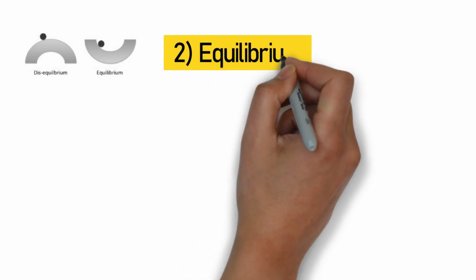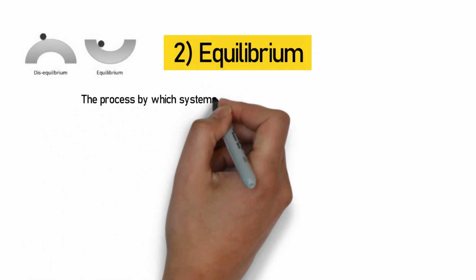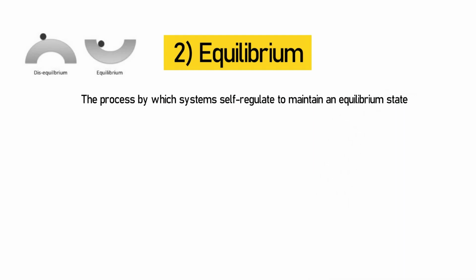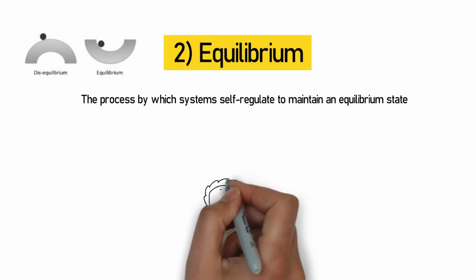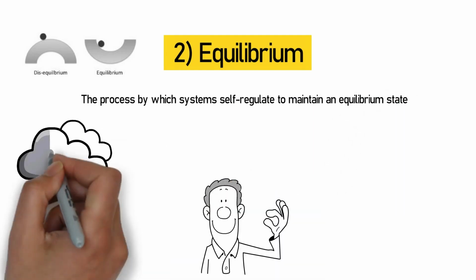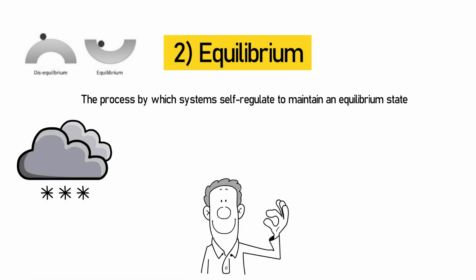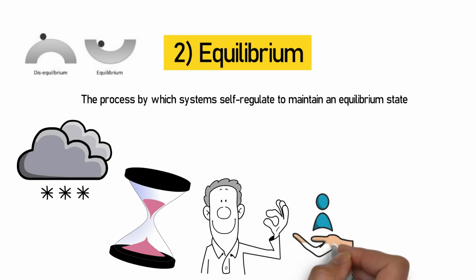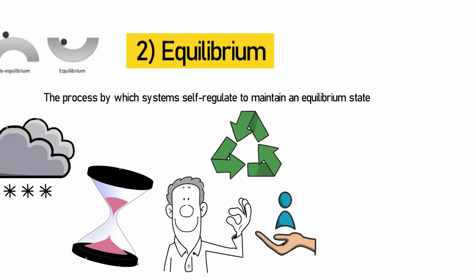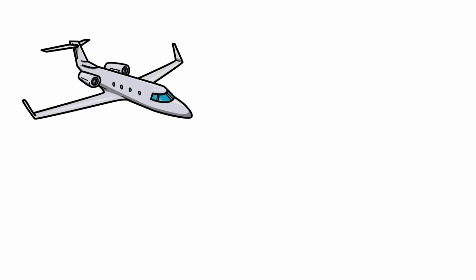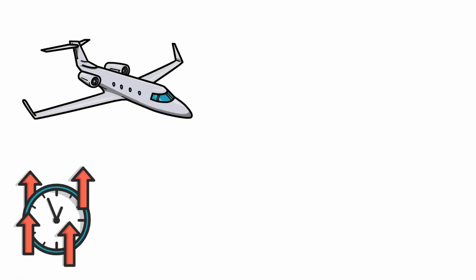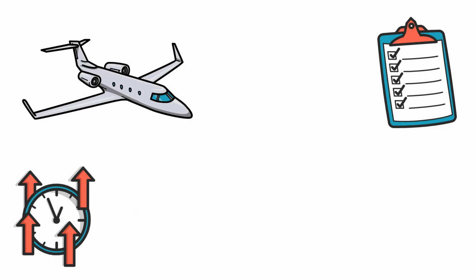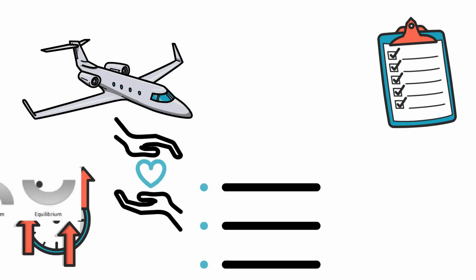Number 2, equilibrium. The process by which systems self-regulate to maintain an equilibrium state that allows them to function in a changing environment is known as homeostasis. They usually overshoot or undershoot a little and have to keep adjusting. Like a pilot flying a plane, it is off course more often than it is on course. Everything in a homeostatic system contributes to keeping it within a range of equilibrium, so knowing the range's limits is critical.